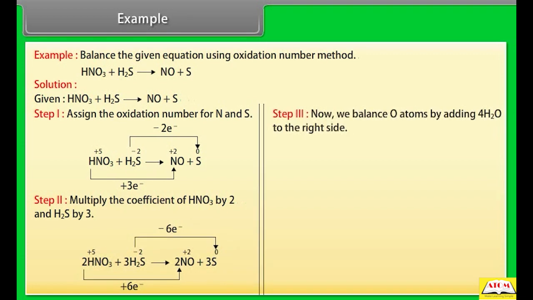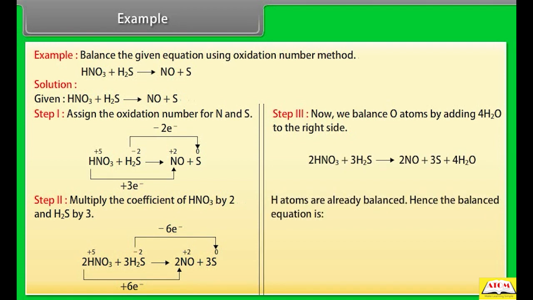Step 3. Now we balance O atoms by adding 4H2O to the right side. H atoms are already balanced, hence the balanced equation is 2HNO3 plus 3H2S gives 2NO plus 3S plus 4H2O.